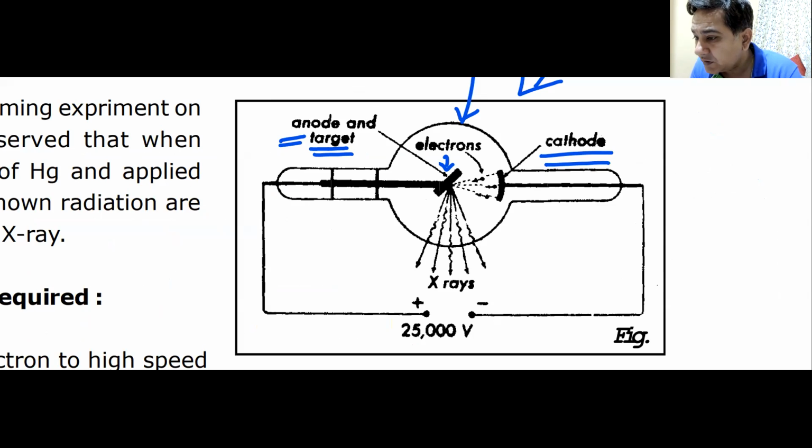And then you have this black thing. Do you see, it is the target? Do you understand this target? Yes, sir. Then you have a very high potential difference applied here. Yes or no? Yes, sir. Now, can you tell me what is happening? Just looking at the picture, can you tell me what is happening here?